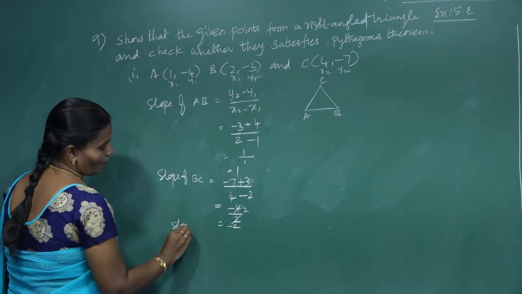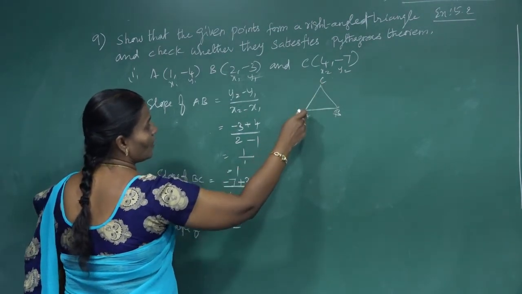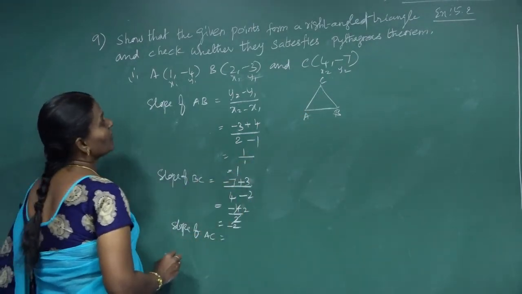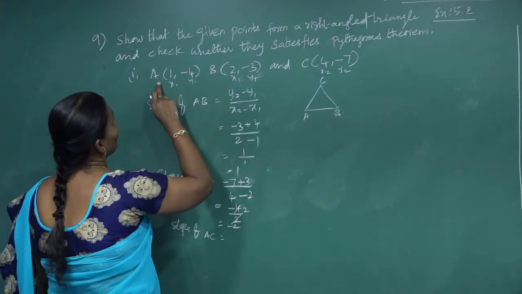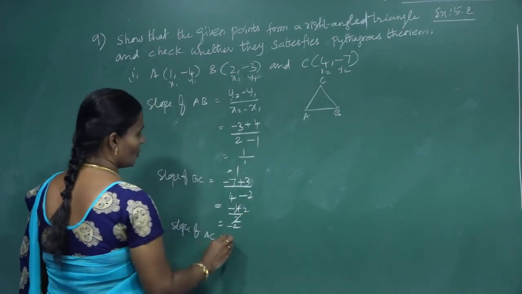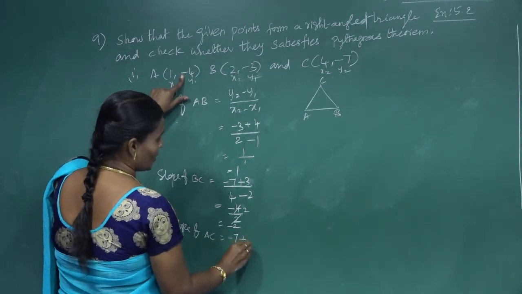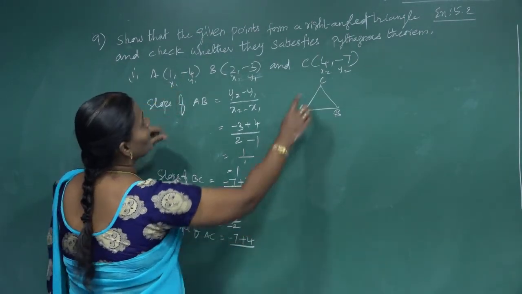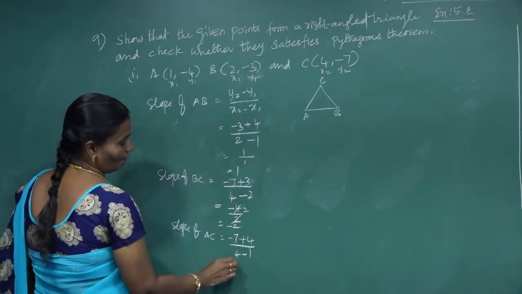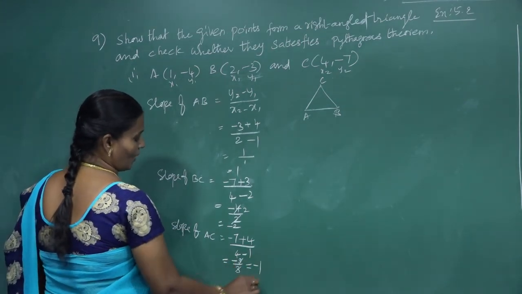So the slopes of AB and BC are found. Now find out the slope of AC. See, the point A you consider x1, y1, and the point C you consider x2, y2. So minus 7, the y1 is minus 4, minus of minus, plus 4, by x2 is 4 minus 1. Here minus 3 by 3. So cancel this 3, we get minus 1.